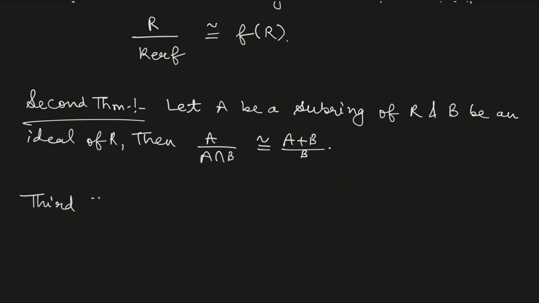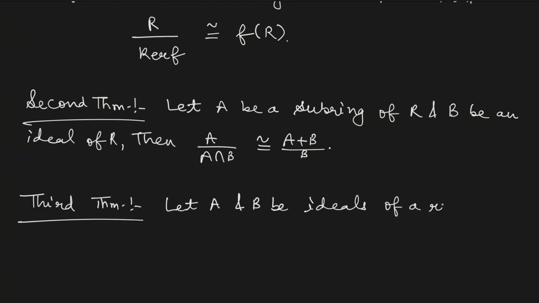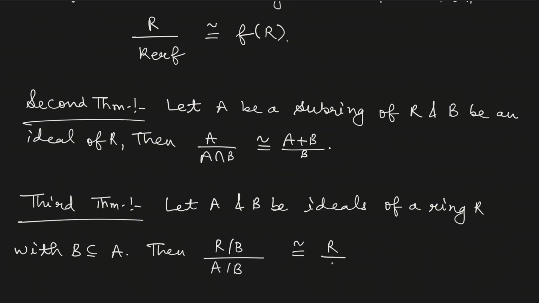Third isomorphism theorem. Let A and B be ideals of a ring R with B as a subset of A, then R by B upon A by B is isomorphic to R by A.